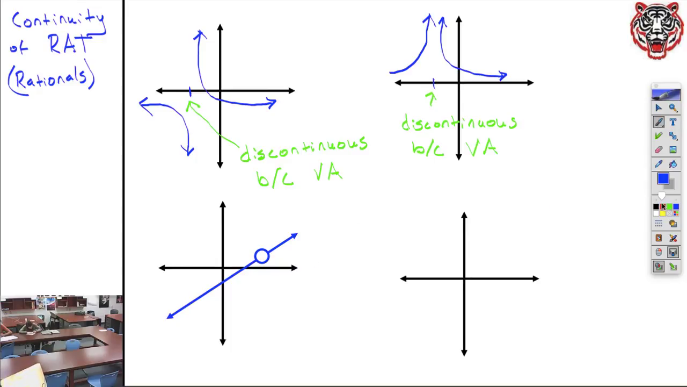All right, so this one is discontinuous again. Why? Because it has a hole. Yep. And I'm going to say because hole.